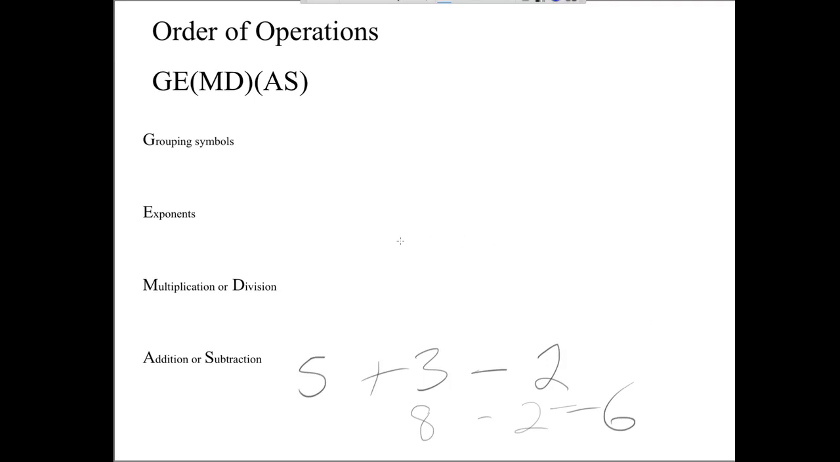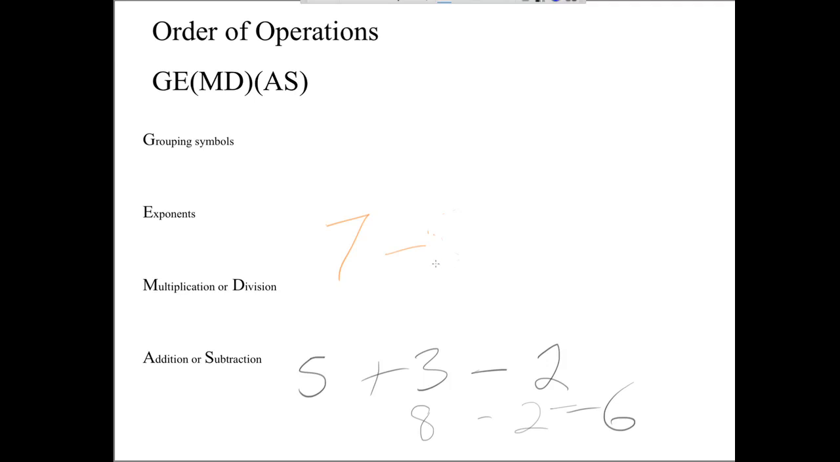If we had another problem, let's get a different color here. Let's say we had 7 minus 5. Ooh, that's a horrible 5. I can do better.